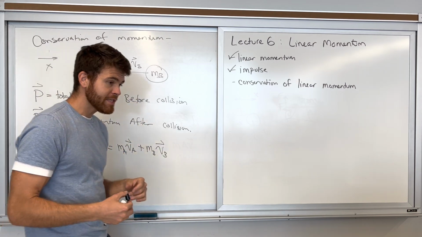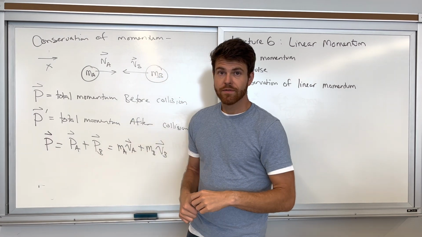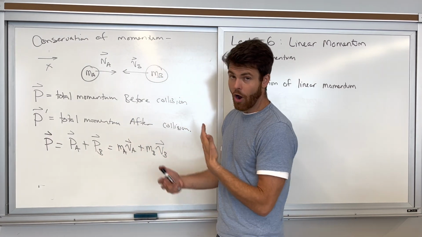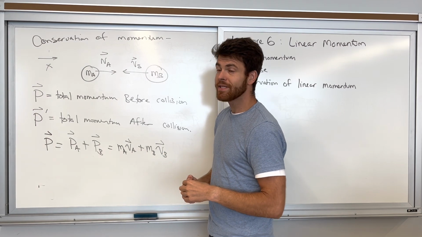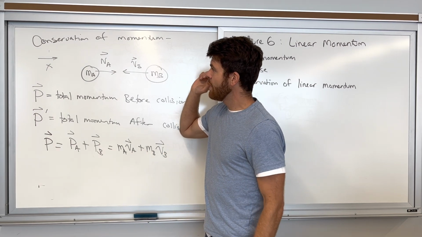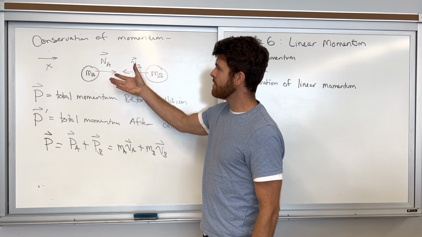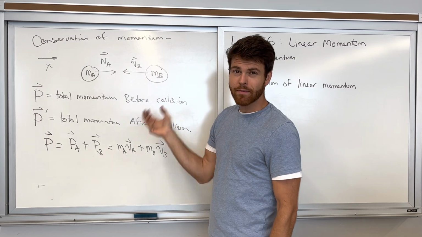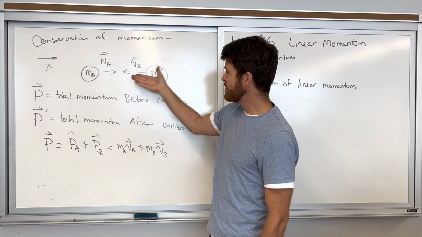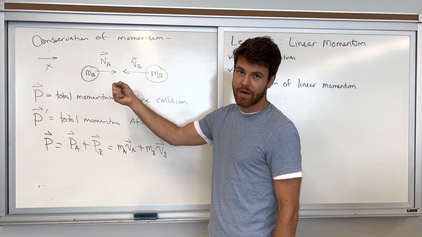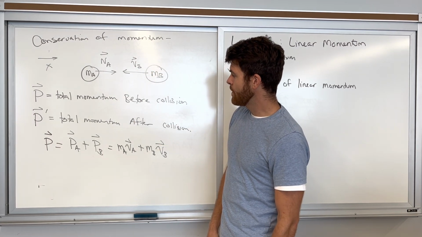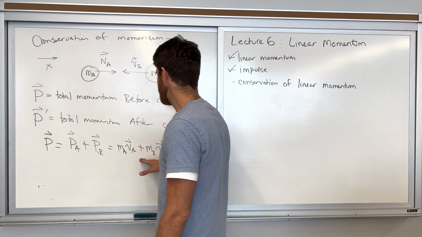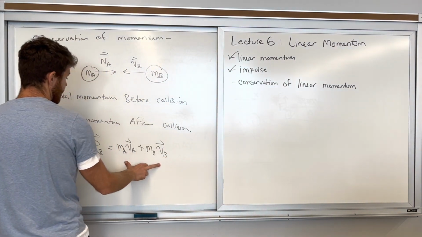So it is possible for the system to have objects moving, but the total momentum of the system be 0 if one object has a positive momentum and the other object has a momentum with the same magnitude but the opposite direction, so negative, and they cancel each other out. That's possible. All right? But in general, this is the total momentum of the system before the collision.